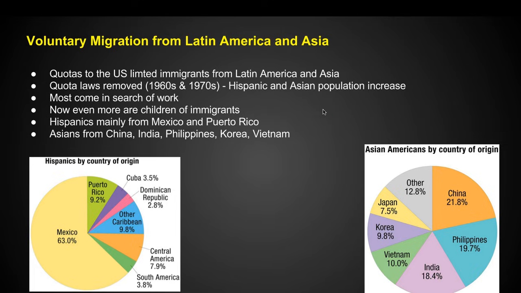Hispanic people we see mainly from Mexico and Puerto Rico because those are the closest regions. Mexico because we can walk right across the border there. Puerto Rico because this is a U.S. territory and we can gain access. But we still also have Asians from China, India, the Philippines, Korea, and Vietnam.